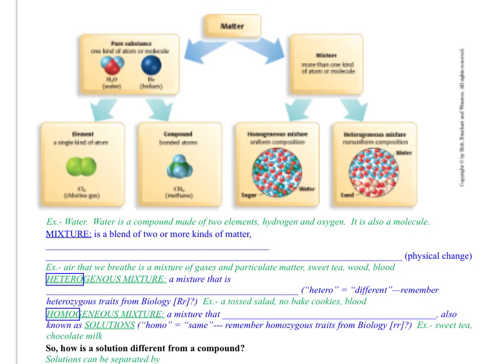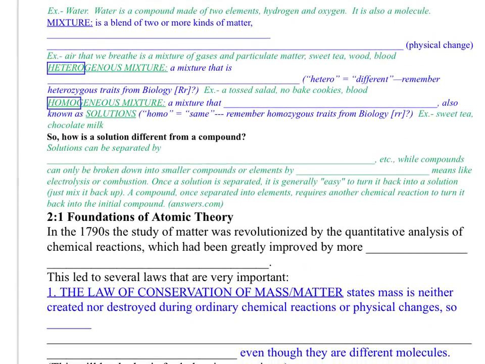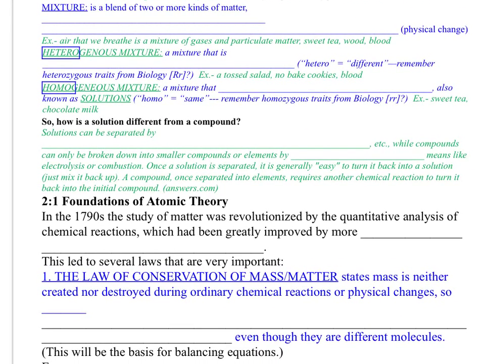Okay, now let's move into mixtures here, and then we can come back and look at that picture for a second. So a mixture is a blend of two or more kinds of matter, each of which retains its own identity.